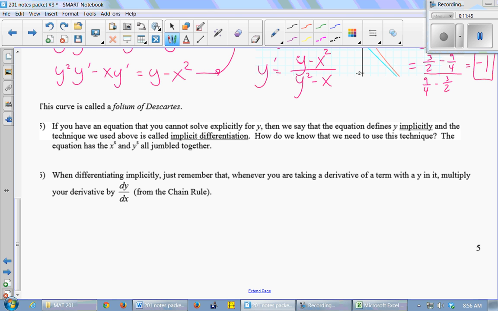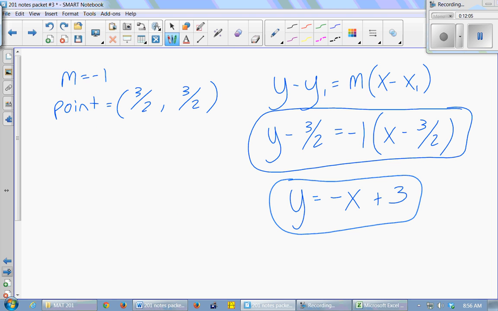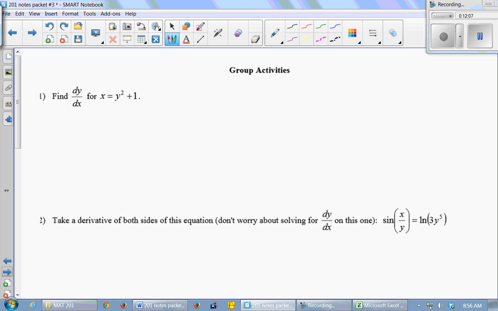So when you're differentiating implicitly, just remember that whenever you're taking a derivative of a term that has a y in it, you have to multiply your derivative by dy dx or y prime from the chain rule. That's why the 3y squared times y prime. Just don't forget the chain rule whenever you're taking the derivative of something with y's in it. Okay, you can try some.